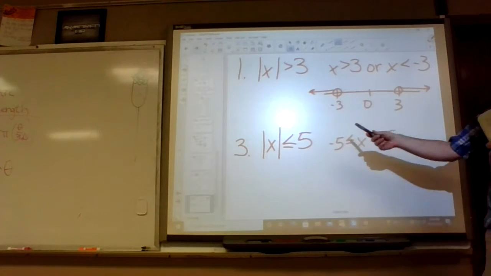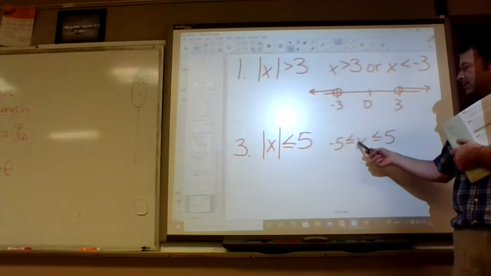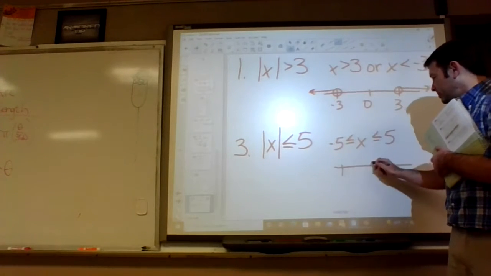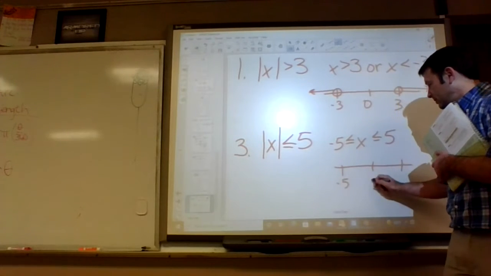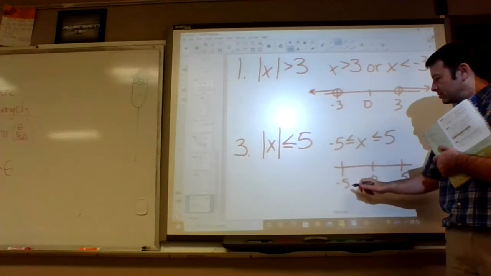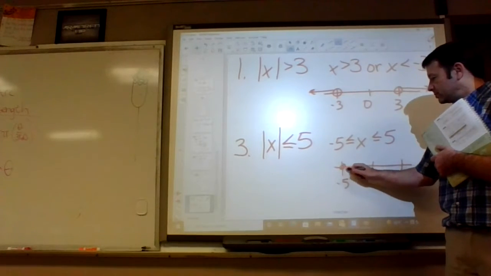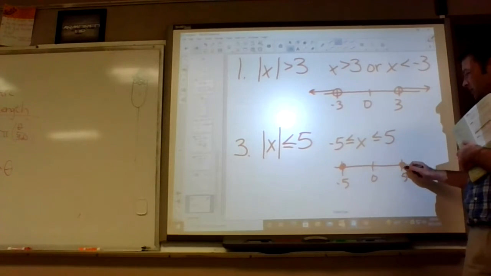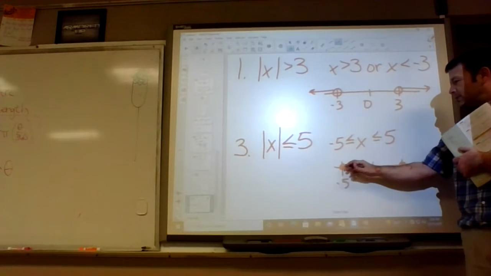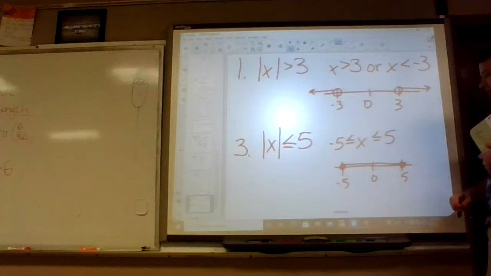Notice that I put the less than or equal to symbol on these, just like it started out. And I'm just gonna put negative 5, 0, 5. I'm gonna put an open or closed circle. Closed circle. And this basically means x is everything between these two numbers. So I'm just gonna draw the line between the two.